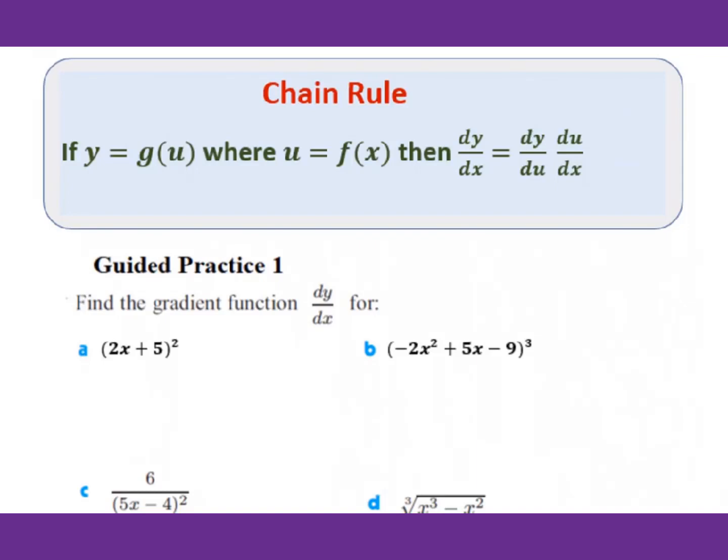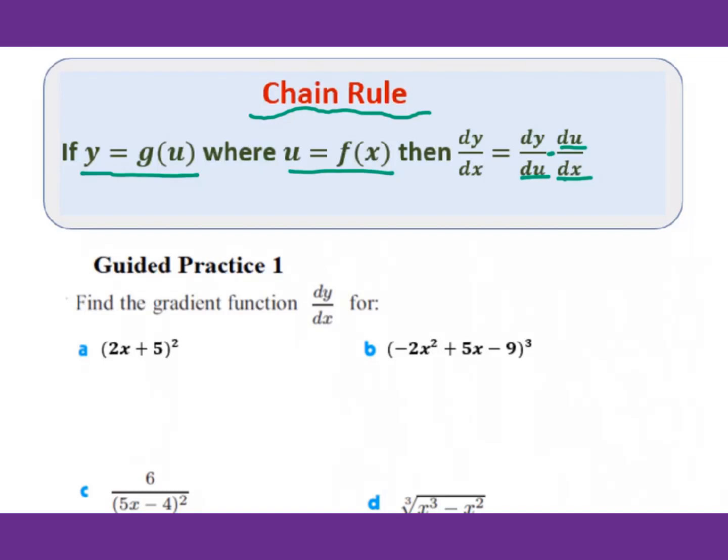This video is about the chain rule of derivative. If y equals g of u, where u equals f of x, then dy by dx equals dy over du times du over dx. We call this the chain rule of derivative, very, very important.